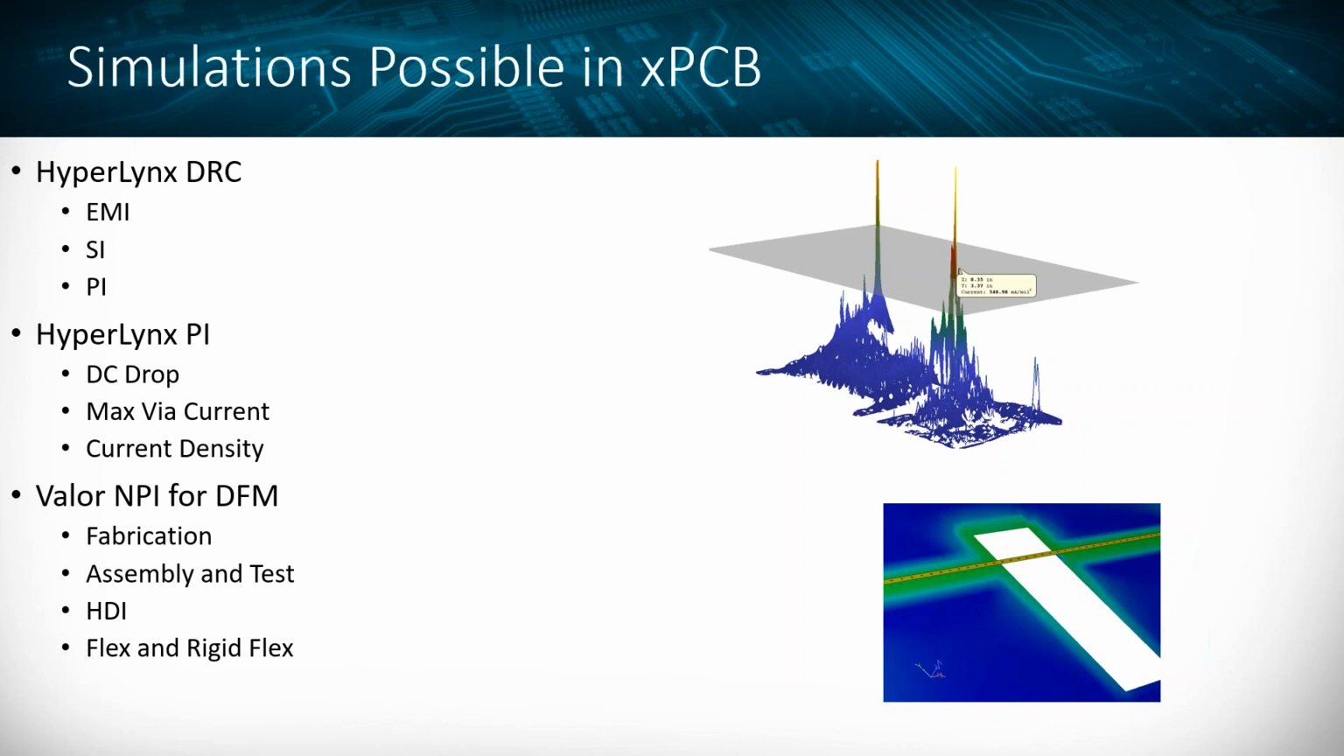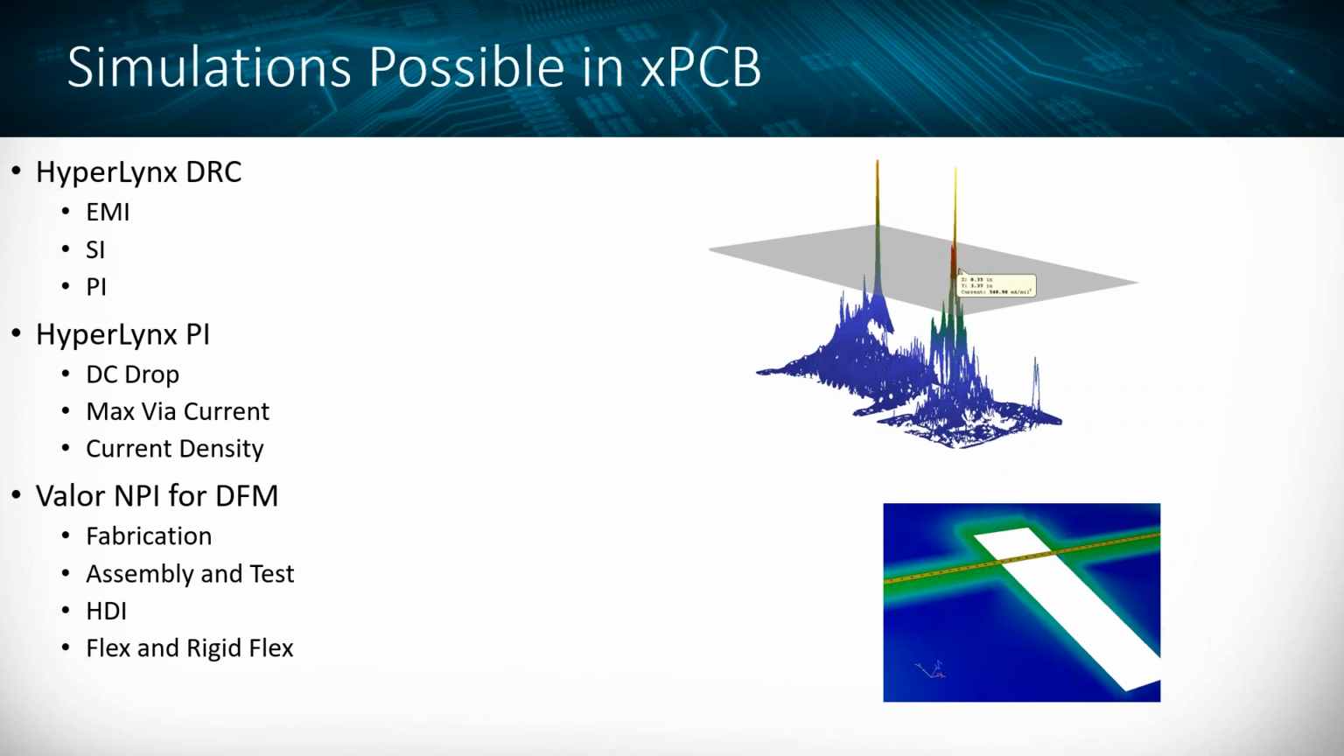That's an easy way for the return current path to have to find its own path across that gap or around that gap in that reference plane, making the potential for radiated emissions and some EMI issues that we might see. Okay. SI checks, we can make sure that your impedances are being met correctly for differential or single-ended nets. And then for PI checks, we can also have capacitor placement for your power planes in order to ensure that they're nice and quiet and steady power planes.